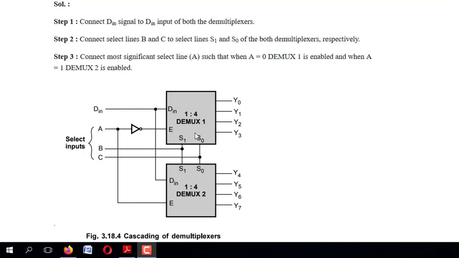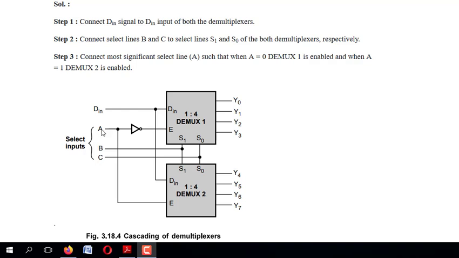What will be the selection line for this mux? Since it is 1:4, 2 power 2 is 4, so 2 is your selection line. That selection line becomes S1 and S0. So how can you control these two muxes? With the help of the selection line. But at a time only one demux can be operated. This can be controlled with respect to enable.